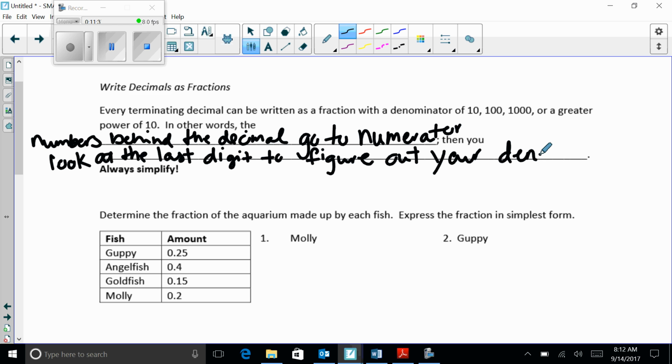You take the numbers behind the decimal and put them as your numerator. Then you look at the last digit to figure out your denominator.